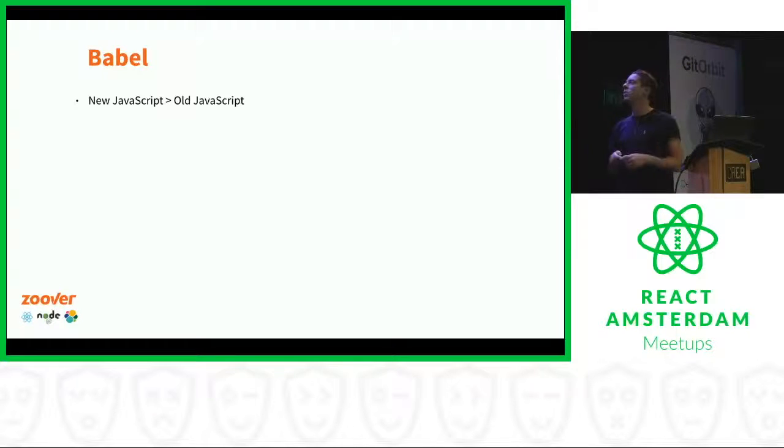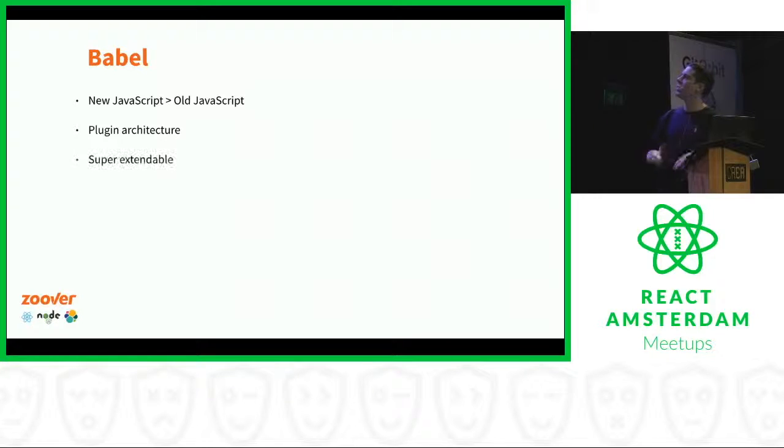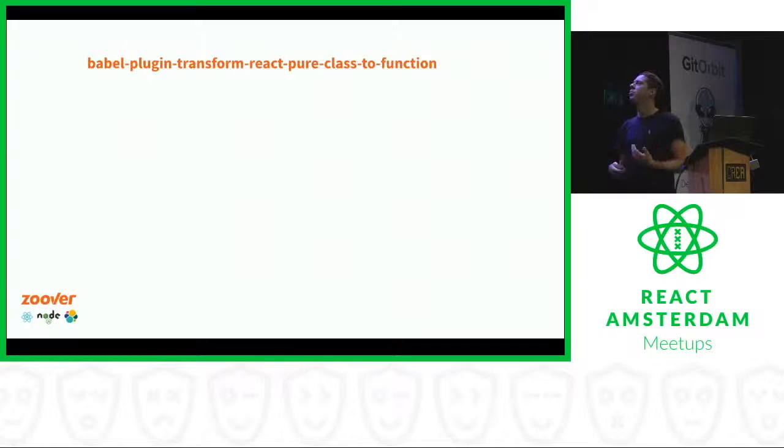It's actually much more than that, though. It has a plugin architecture that allows you to do basically everything you want with any JavaScript file. It will allow you to edit, to make changes, to add code, to remove code, etc. It's like super extendable. So just to give you an idea of what's possible with Babel, there's this plugin.